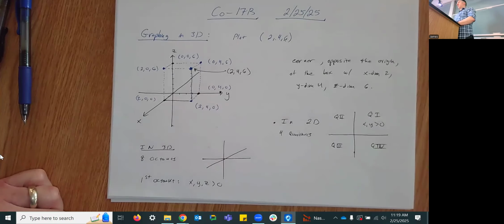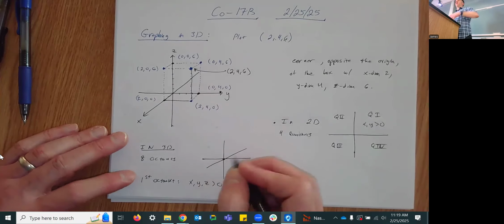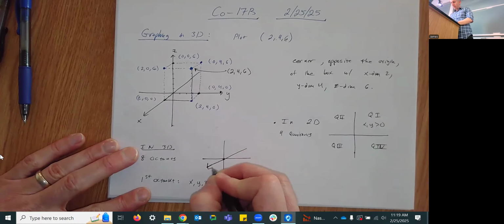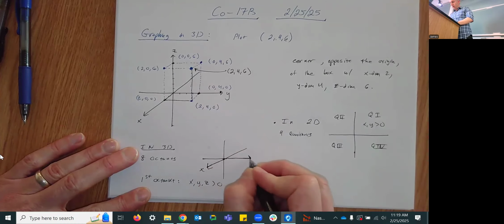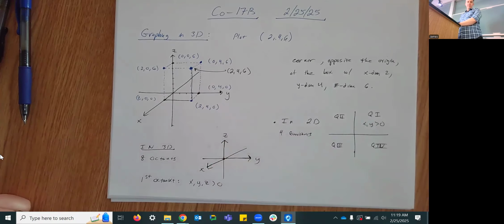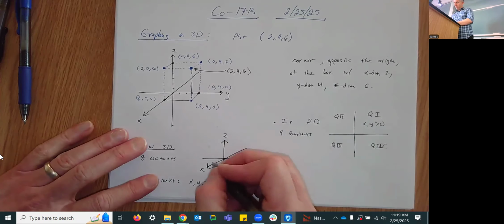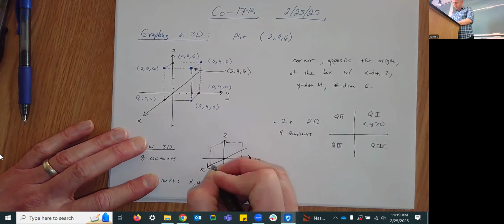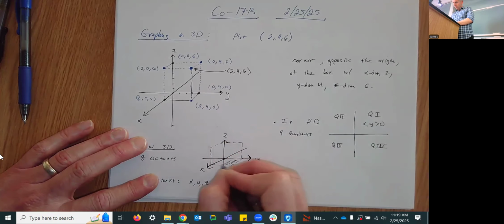So the first octant is the one that's kind of the one we try to draw that's facing you the most. So it's this one here where X, Y, and Z are all positive. So if you want to kind of block it off, it's this stuff out here in front.